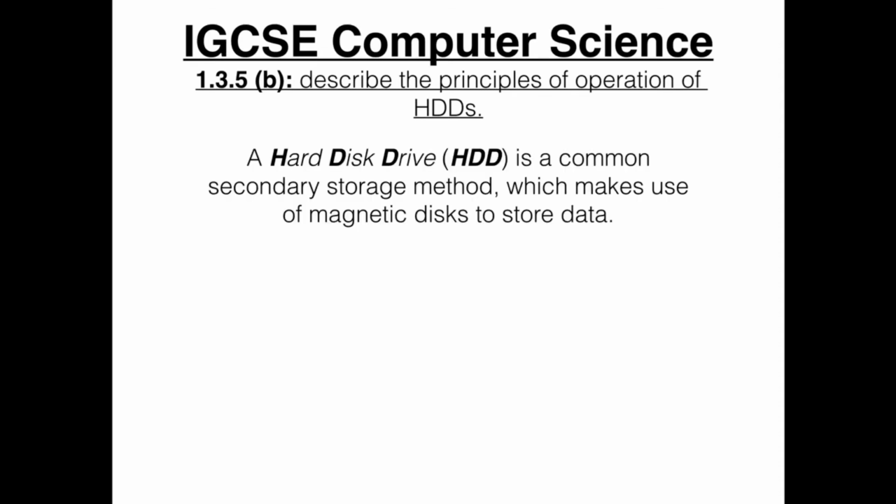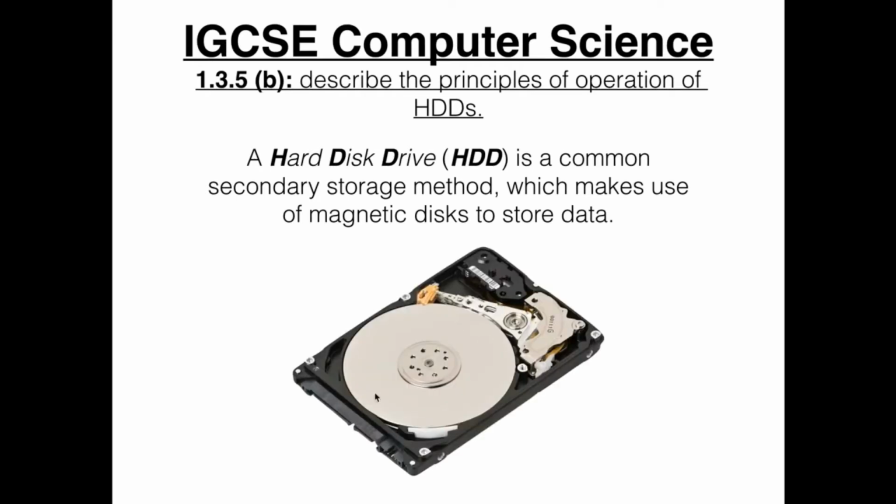Alright, I think I've wasted enough time talking about that. Let's jump into HDDs. A hard disk drive is a common secondary storage method which makes use of magnetic disks to store data. Data is stored in a digital format on the magnetic surfaces of the disks, which we're going to refer to as platters, because that's what they're usually called. They kind of look like this, and if you can see really closely here, these are read-write heads, and you can see that there are a number of them, which means that there are a number of platters here, but you can't really see that.